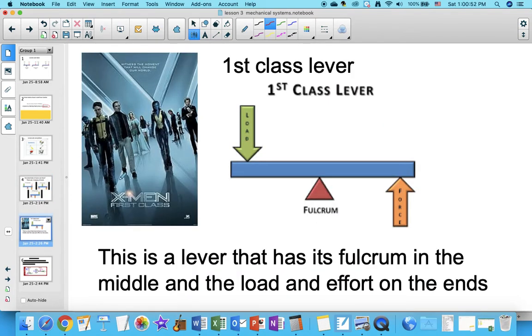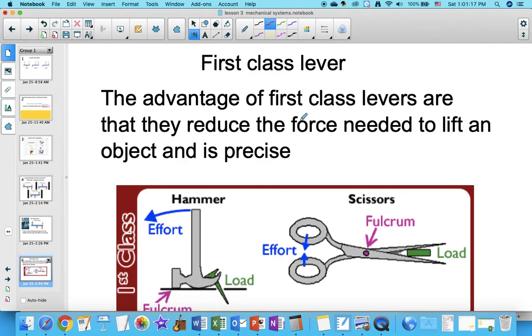So let's talk about the first class lever. This is a lever that has its fulcrum in the middle and the load and effort on the ends. So this is a typical lever. This is basically your seesaw. You have the effort on this side, lifting or changing the height of the load on this side. So the advantage of a first class lever, the reason why you want to have a first class lever, is because they reduce the amount of force needed to lift the object. And they're very precise.